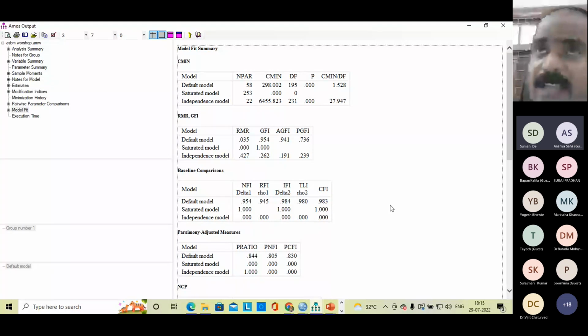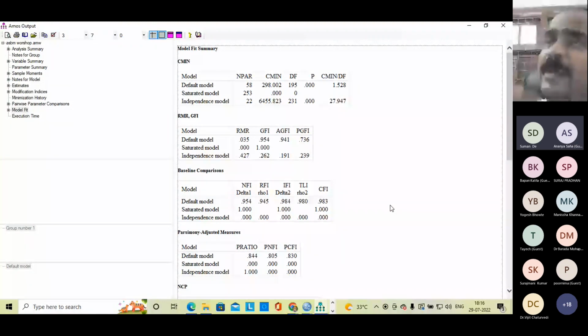In our research, because we got satisfactory fit indices, we didn't do the modification indices. Suppose by chance somebody is getting slightly lesser than 0.9. If it is 0.85, it is not much helpful. If it is 0.88 or 0.89, the modification indices is helpful. It will improve your fit indices above 0.9.